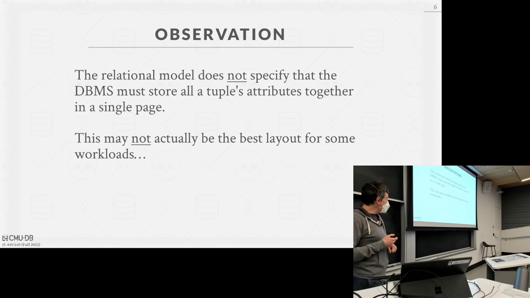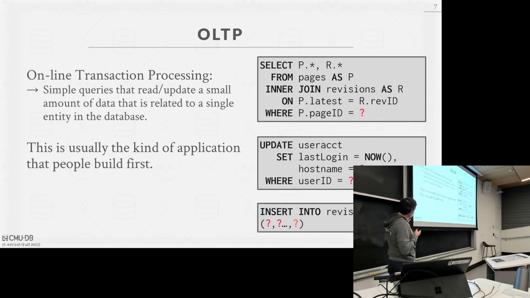So let's see why. For OLTP, again, these are where we're going to do simple queries that are going to read and write a small amount of data per operation within the database. Again, think of Wikipedia: I want to go get the current revision for a single page, right?